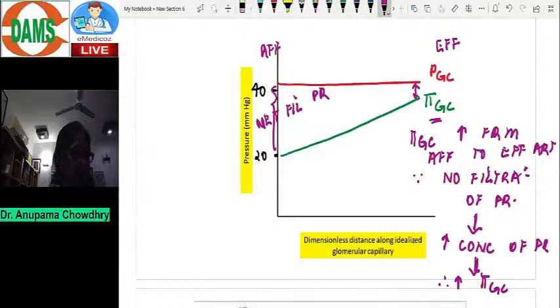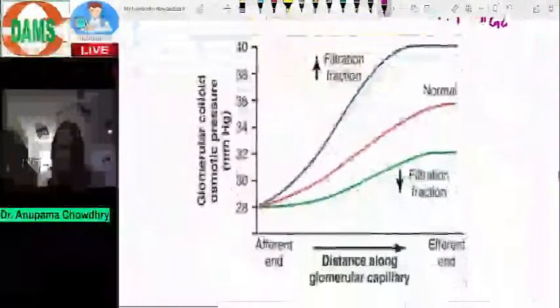What is colloid osmotic pressure? This is dependent on the proteins. So if the protein concentration rises, there will be an increase in the colloid osmotic pressure. Colloid osmotic pressure, right? Okay. Now, here is another one.